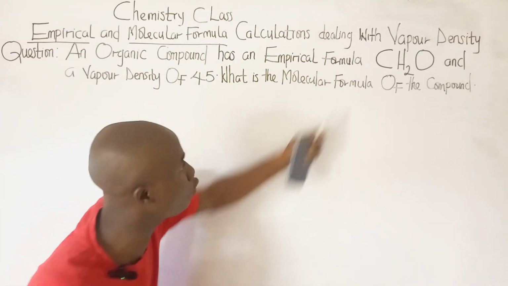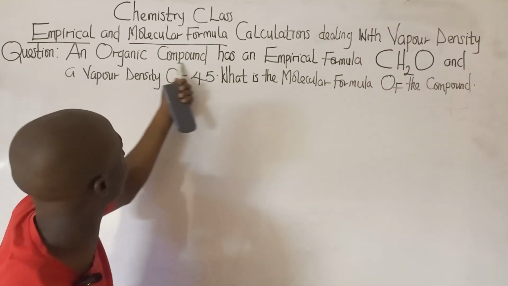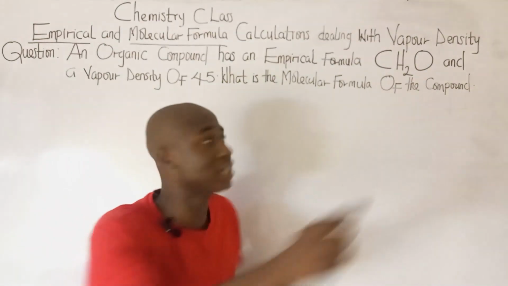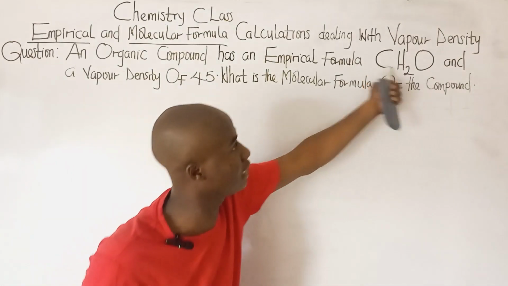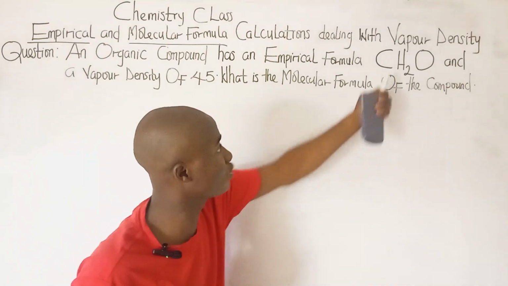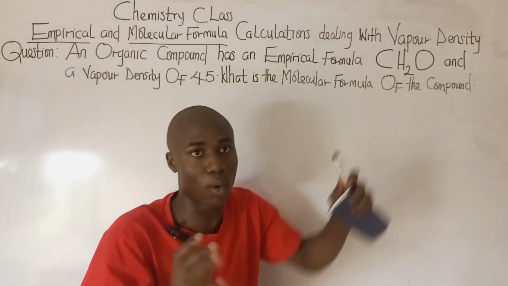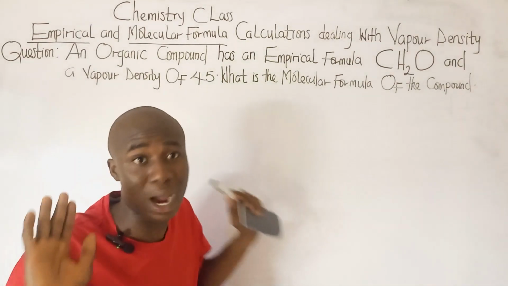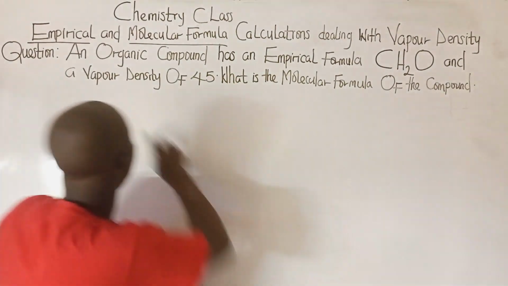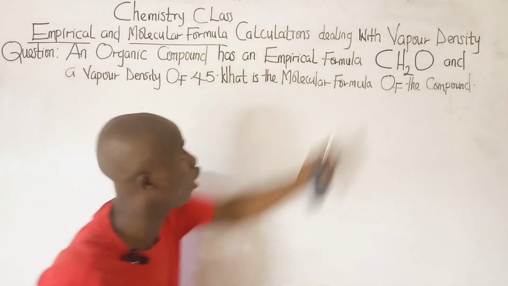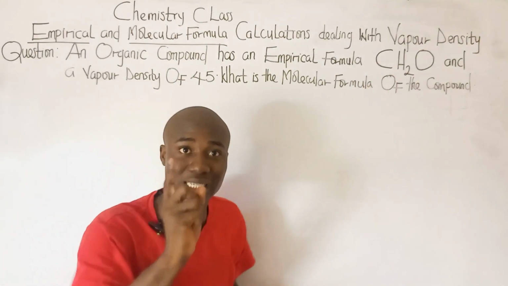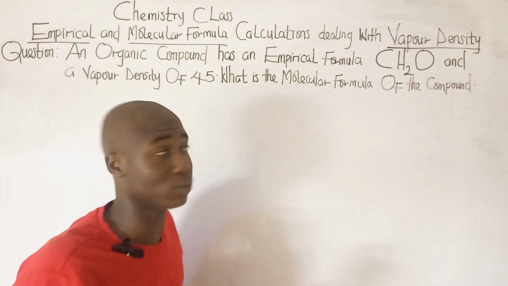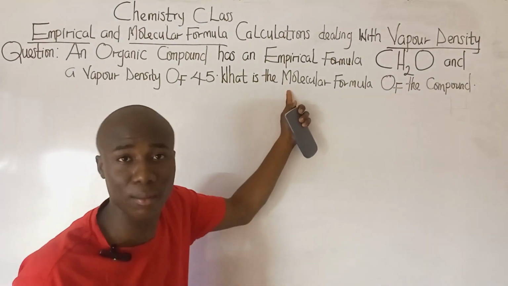Now, with this said, the question says an organic compound has this empirical formula. This is the simplest form this compound can exist. I cannot break this further. There's no way we can divide through all these atoms and get other values. This is the simplest way CH2O can exist. That's why it's called the empirical formula. And in questions of this sort, we'll be given vapor density. This is where we are working towards. They give us vapor density in the question, and they will ask us to get the molecular formula.